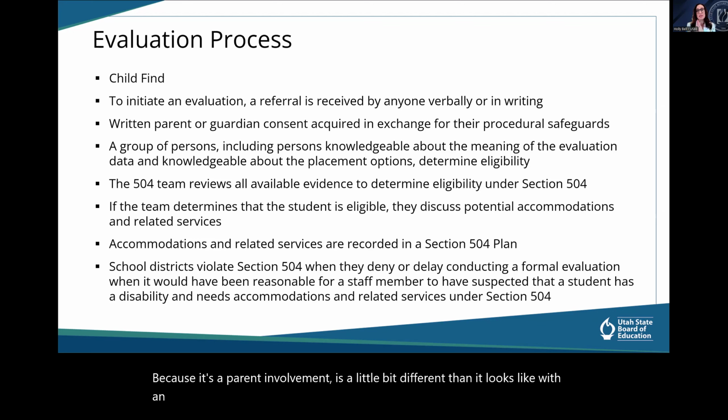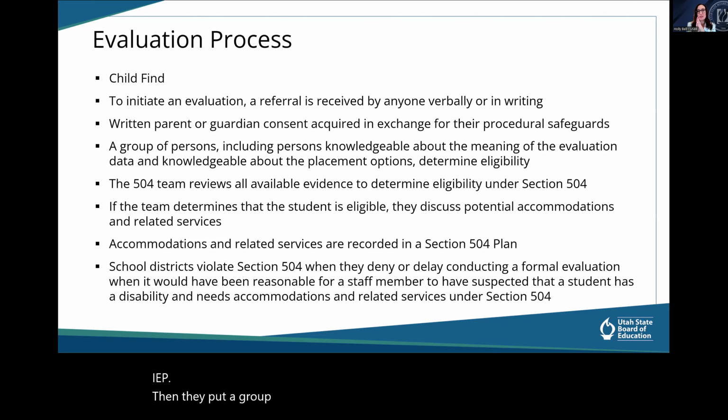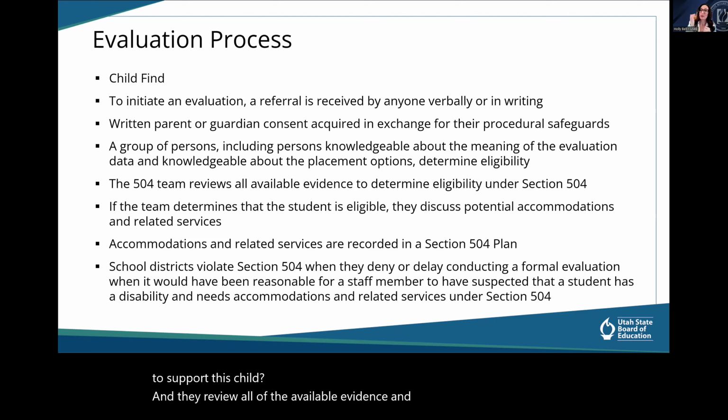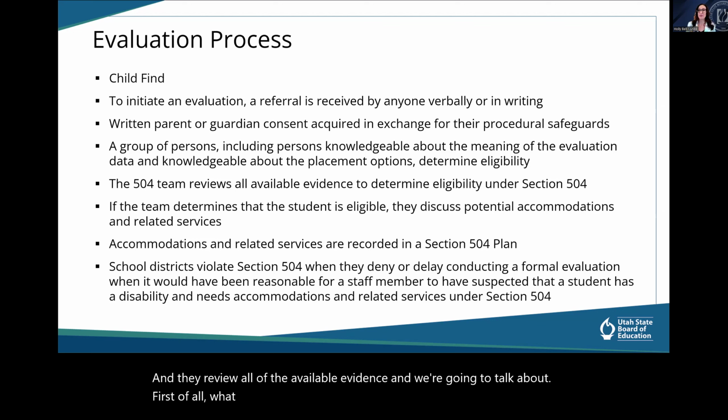Then they put a group together. This is how the group is defined. They have to be knowledgeable of the child, about the meaning of the data, and about the placement options, which means what do we have to support this child? And they review all of the available evidence. We're going to talk about what available evidence is: everything you have, anything about the child. That's what you use to determine eligibility.